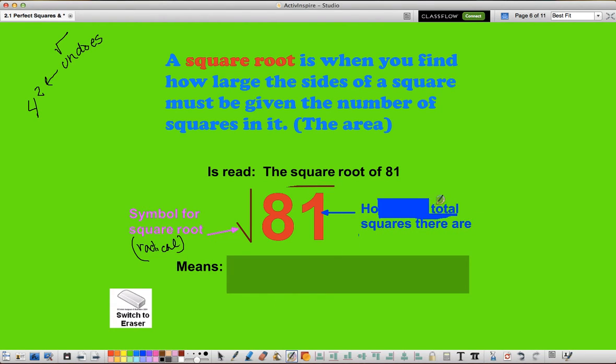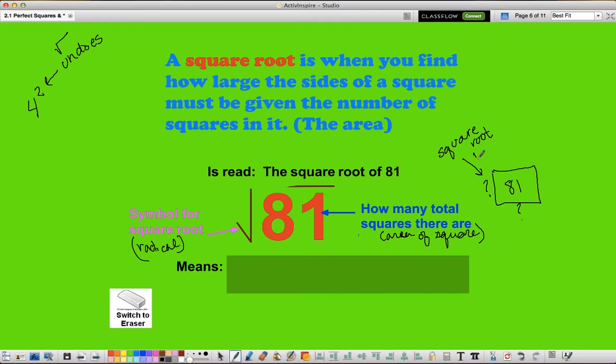And in this case, 81 is the number of squares that there are. So it's the area of the inside of the square, if we were to draw the square. So it's that inside, so it's 81 little squares, and the square root is going to help us find these numbers. The square root helps us find our side lengths.